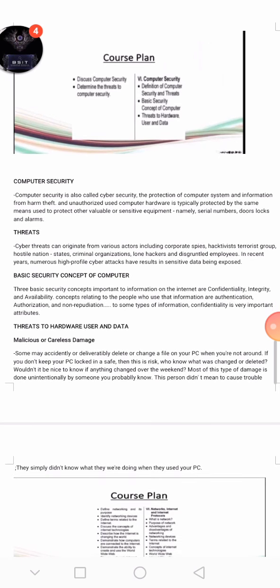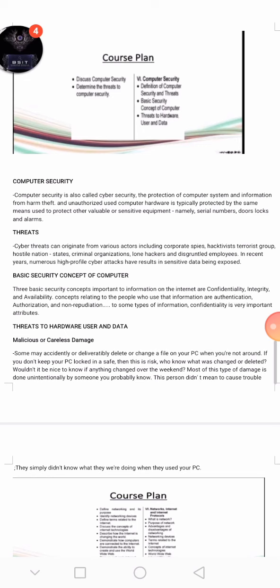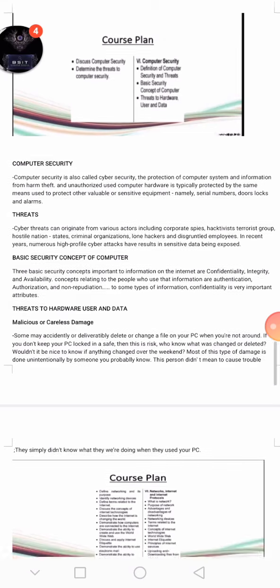Cyber threats can originate from various actors including corporate spies, activists, terrorist groups, hostile nation states, criminal organizations, lone hackers, and disgruntled employees. In recent years, numerous high-profile cyber attacks have resulted in sensitive data being exposed.